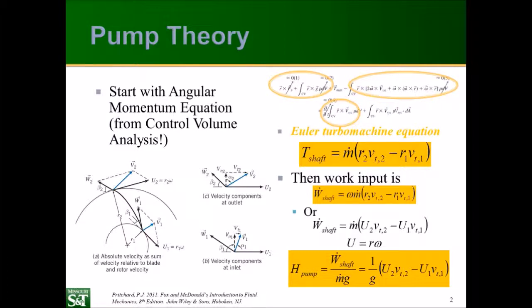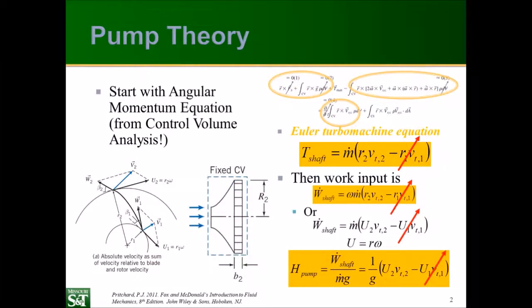Finally, there's one simplification we can make for many cases. If we assume that the flow enters the pump axially, and that we can see here, the fluid enters the rotor axially with no tangential velocity from this left side, and it leaves through this section here, moving outward and rotating. So if we have no tangential velocity at the inlet, we can eliminate all the inlet terms from all of these equations to further simplify them.